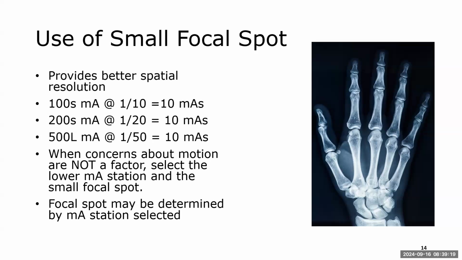So the small focal spot you're going to use when you're looking for really fine details, when you want really good spatial resolution on things like extremities. Your distal extremities: fingers, hands, wrists, toes, feet, ankles.